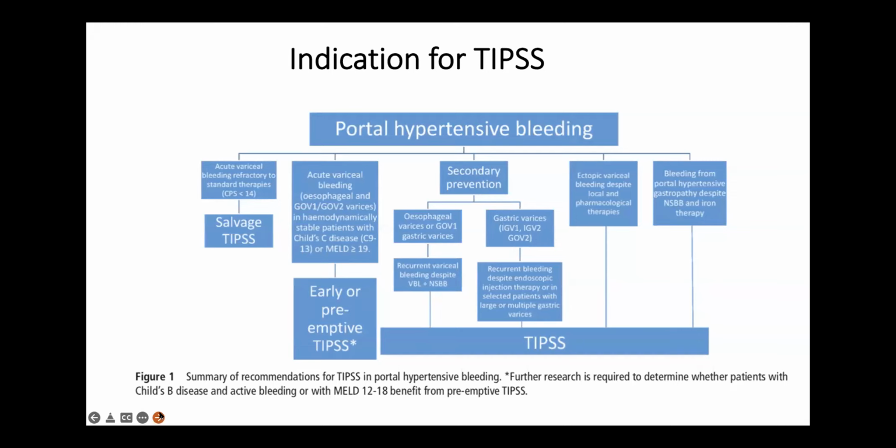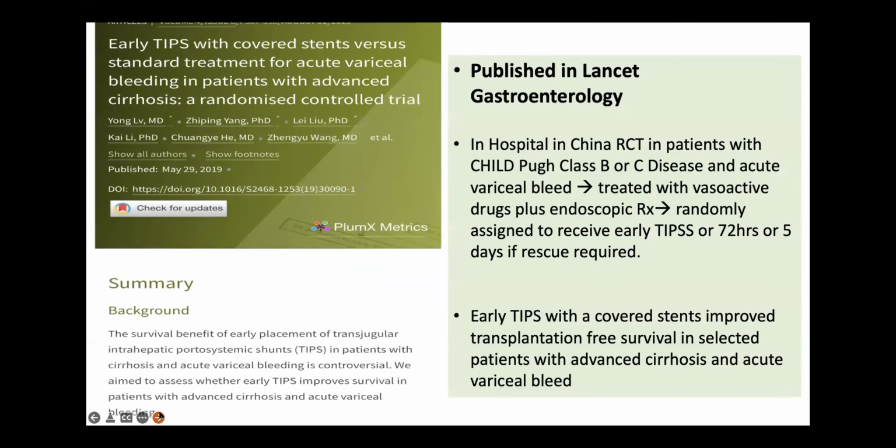Secondary prevention. Secondary prevention for esophageal varices or GOV, or gastric varices, for a patient that's had recurrent variceal bleed despite having endoscopic and pharmacological treatment, they should have TIPS. And with gastric varices, who have recurrent bleeding despite endoscopic injection, for TIPS. I'm not going to elaborate on ectopic and other, but I did mention the portal hypertensive gastropathy as well.